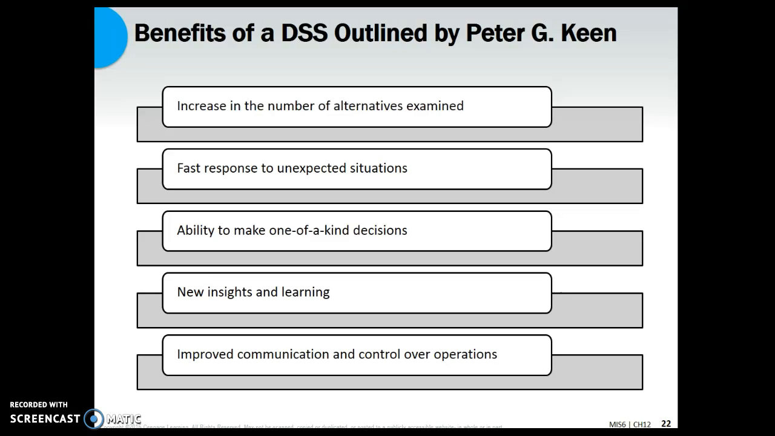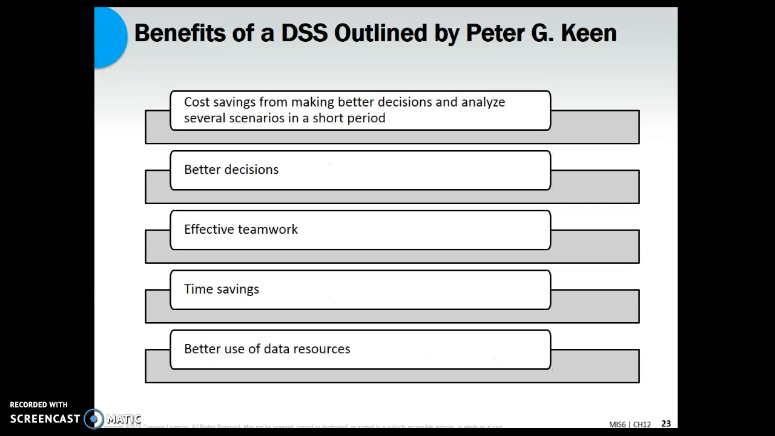Here's some of the benefits of a DSS. Fast response, ability to make one-of-a-kind decisions, new insights and learning, improved communication, and an increase in the number of alternatives that are examined. There's cost savings, better decisions, effective teamwork, time savings, and better use of data resources.